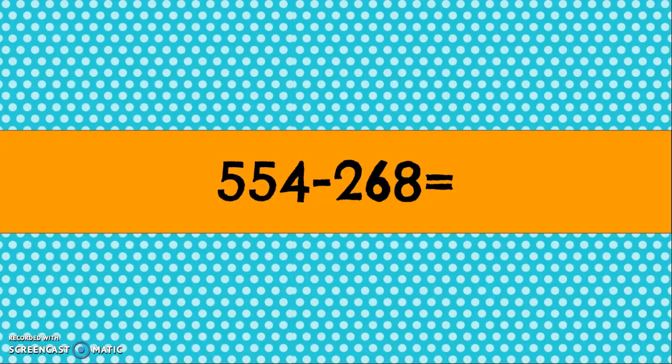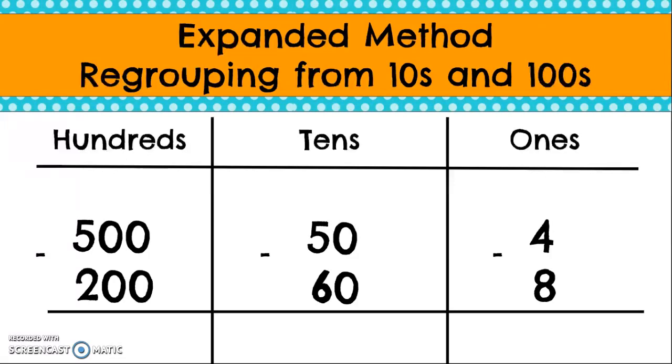So now we're going to focus on regrouping from your tens and ones, so your tens and hundreds. We have the equation 554 minus 268. We're still looking at our expanded method and our base 10 method. Here it's shown using our expanded method.